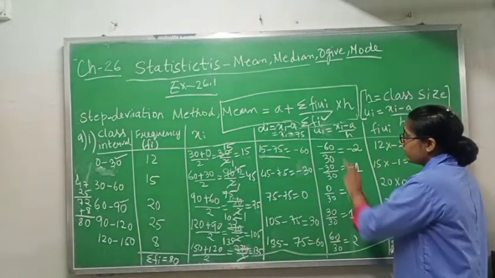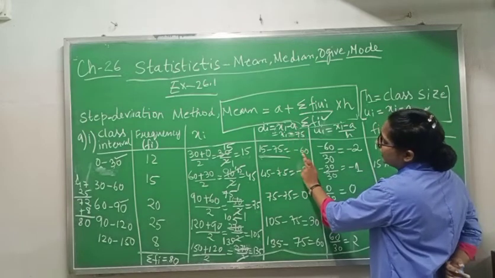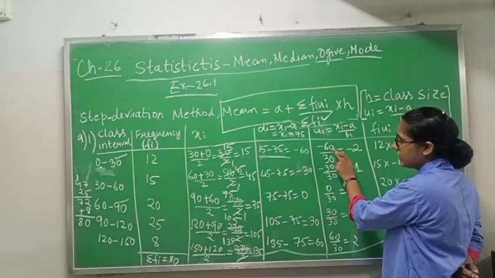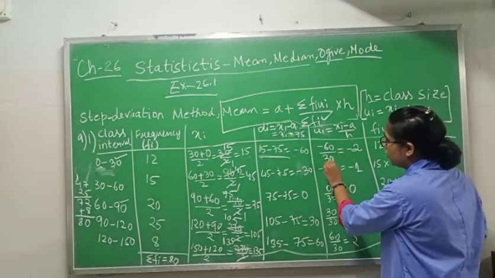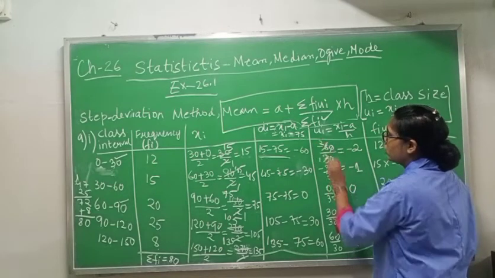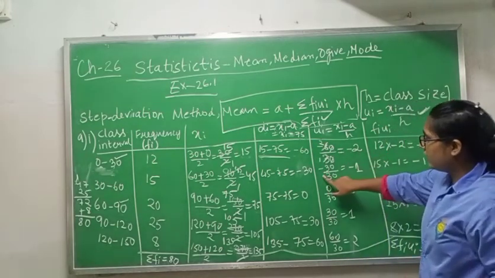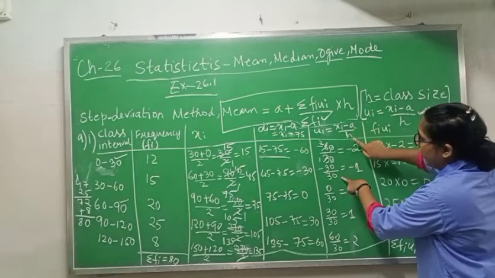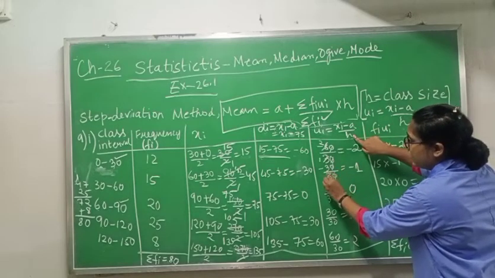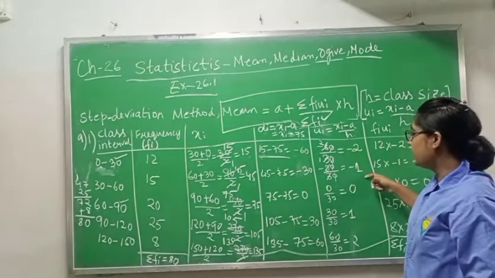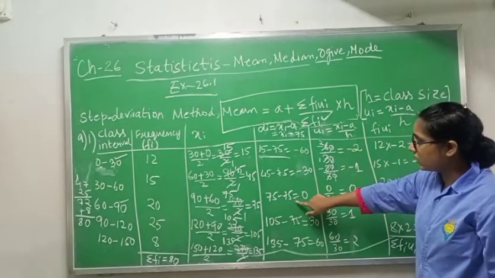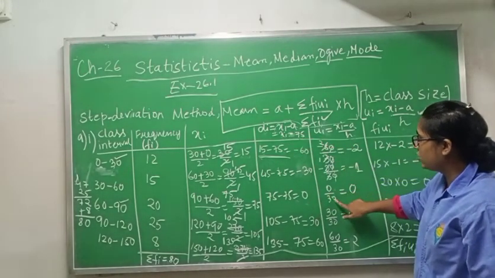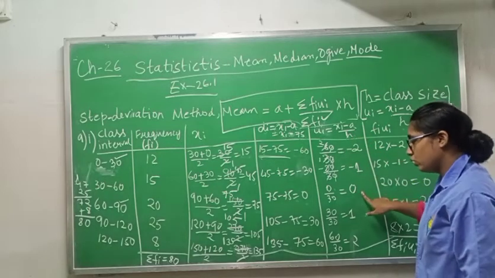If it is changing, it means you are doing something wrong. So xi minus a, in the first one, is minus 60. In place of xi minus a, you will write minus 60 by h. h is 30. So the 0s cancel. 3 ones are 3, 3 twos are minus 2. Now in the second one, xi minus a is minus 30, so you write minus 30 by h. h is 30, so the 0s cancel, and you will get minus 1. Now in the third one, xi minus a is 0, and h is 30. 0 by 30 will give you 0 only.